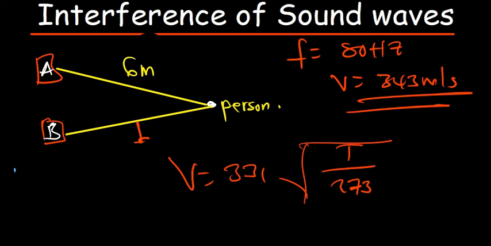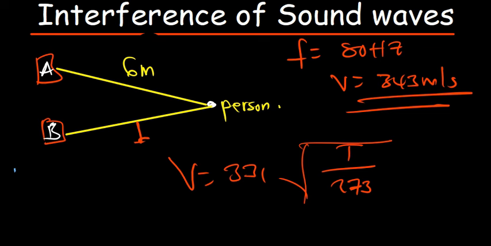Then you plug in. Now if they are not mentioning anything about the temperature or anything about the velocity, we always use 343 meters per second. Take note of that. If they're not mentioning anything about the velocity or the temperature, use the speed of sound as 343 meters per second.